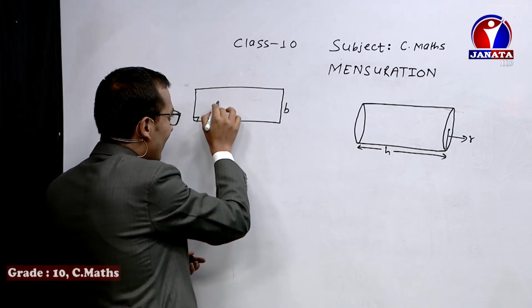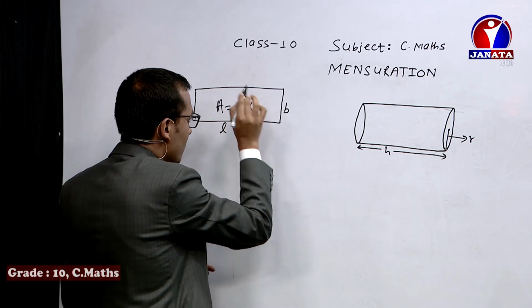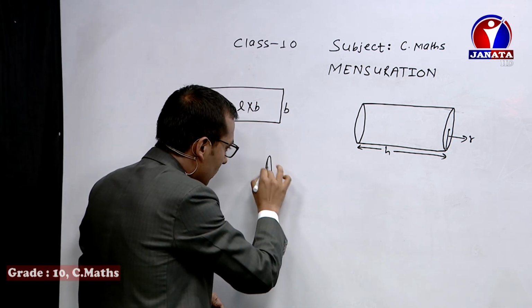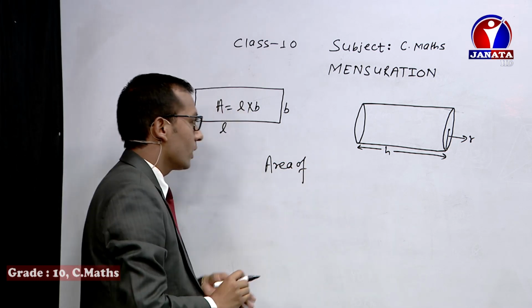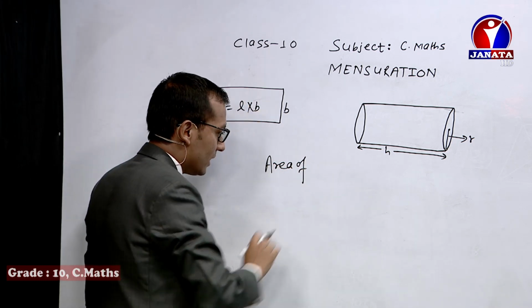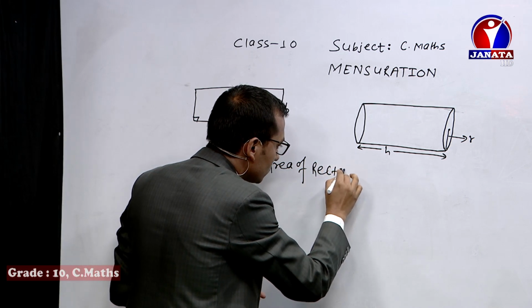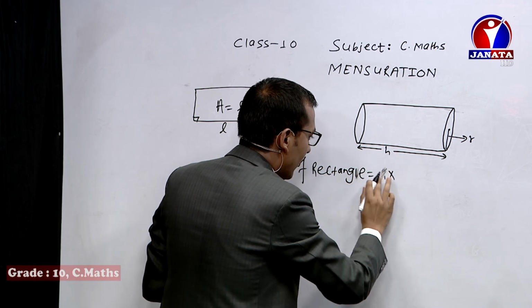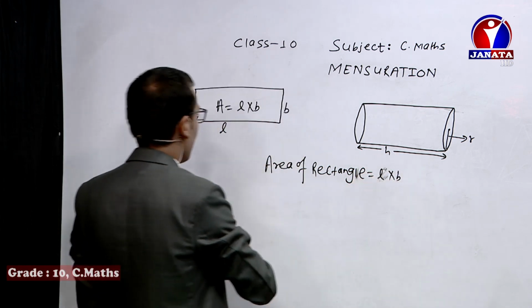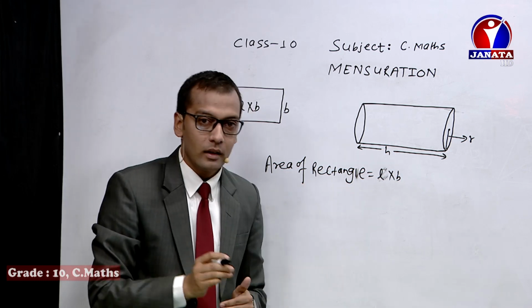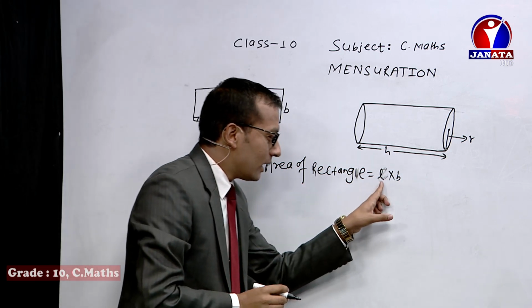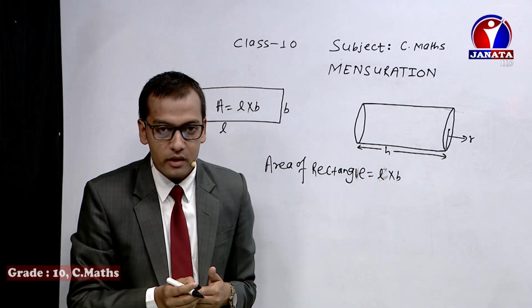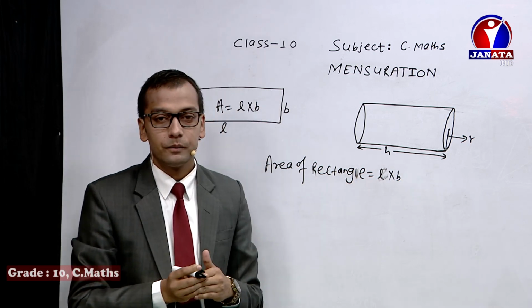So what is area? We know area of this rectangular piece is length times breadth. So area of rectangle is, we know, L into B, L times B. Area of rectangle is length times breadth. After folding this, length becomes circumference and breadth becomes height.